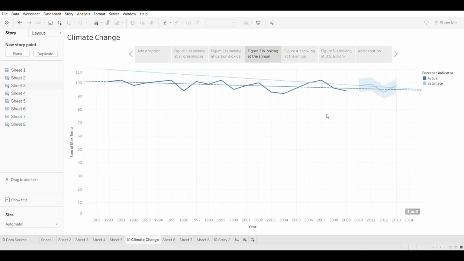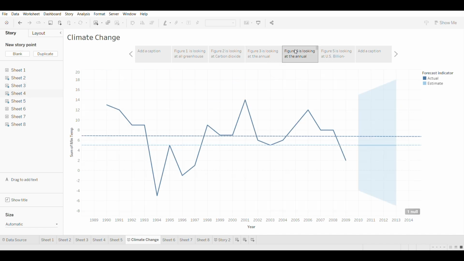Figure 3 is looking at the annual maximum temperature in Baltimore using a linear trend line, and this was just the yearly annual for the entire year, not per season. And for the year 2011, the maximum was 99 for Baltimore.